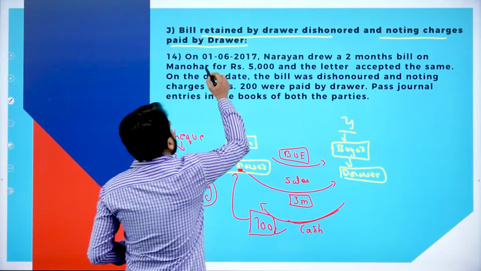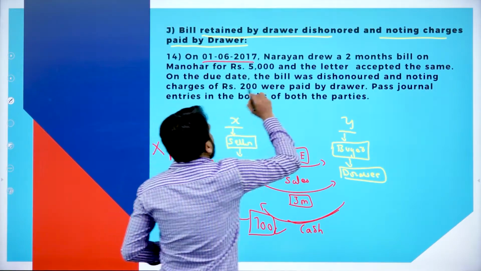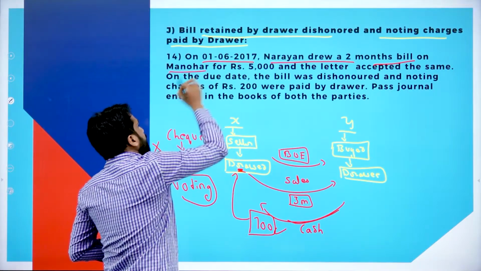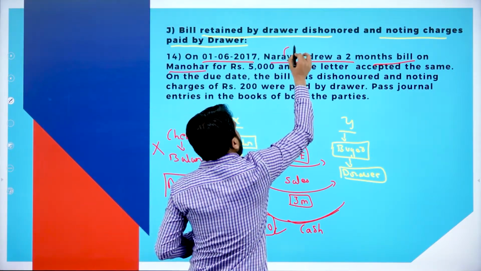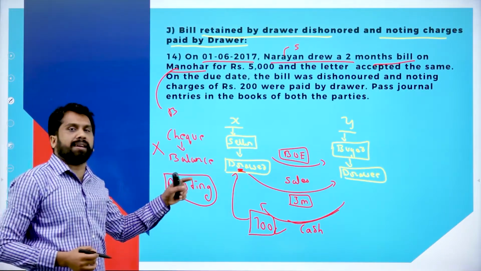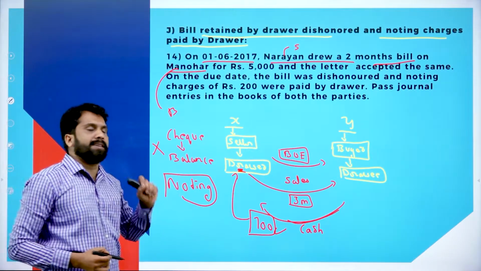On 1/6/2017, Narayan drew a 2 months bill on Manohar. Now, in this, Narayan is what? Seller. Manohar is what? Buyer. Narayan is seller. Manohar is buyer.